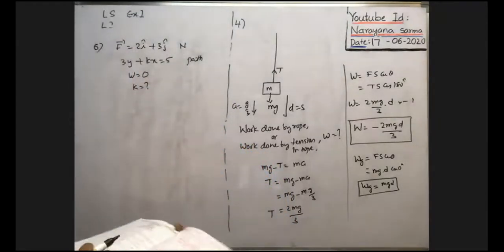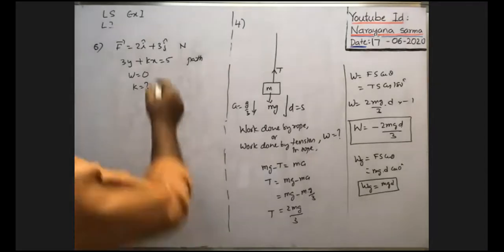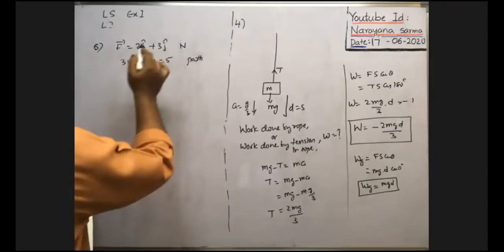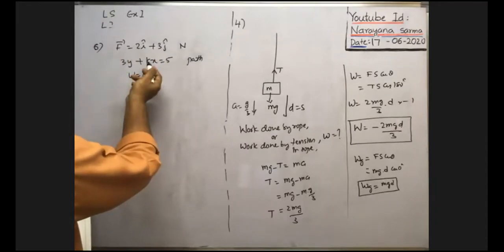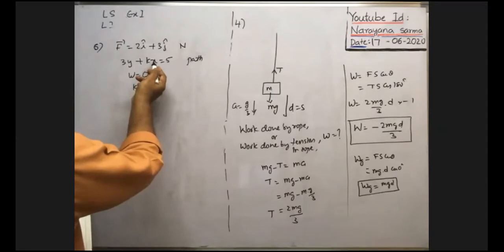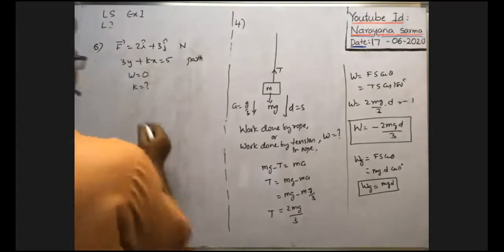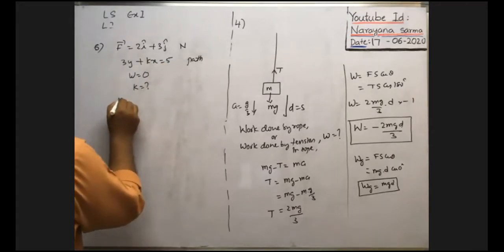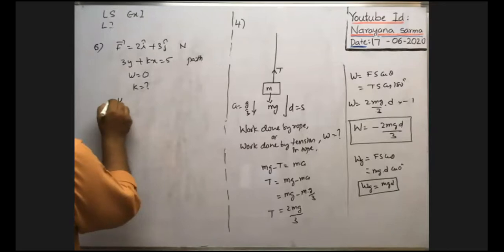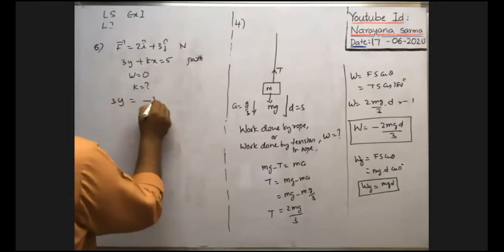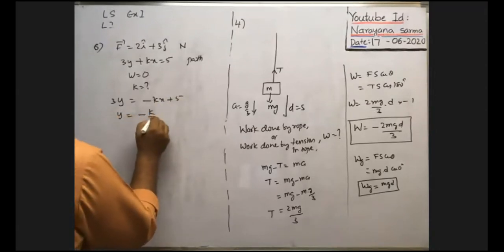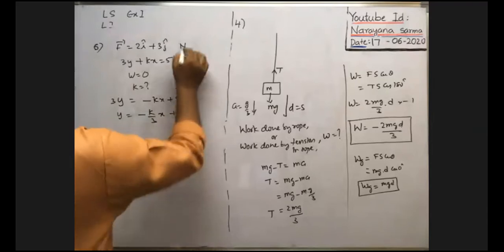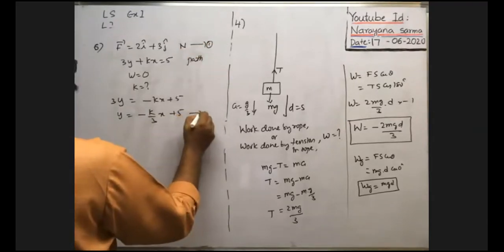All of you see the board. Force acting on the particle is this one. The particle moves along a straight line path, of course, because x and y are the variables and there are no squares for x and y. That's why it is a straight line path. Straight line path means we can write 3y is equal to minus kx plus 5, or y is equal to minus k by 3 into x plus 5. This is 1 and it is 2.